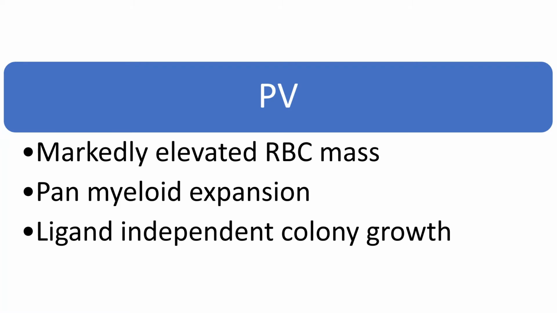That means normally the JAK2 activation is ligand-mediated, when there is erythropoietin attachment to the receptor. But in polycythemia vera, even in the absence of EPO, or erythropoietin, the JAK2 will get activated and proliferation and growth mechanisms will be stimulated. So there will be constitutive activation and cell proliferation, which leads to markedly elevated pan-myeloid expansion.